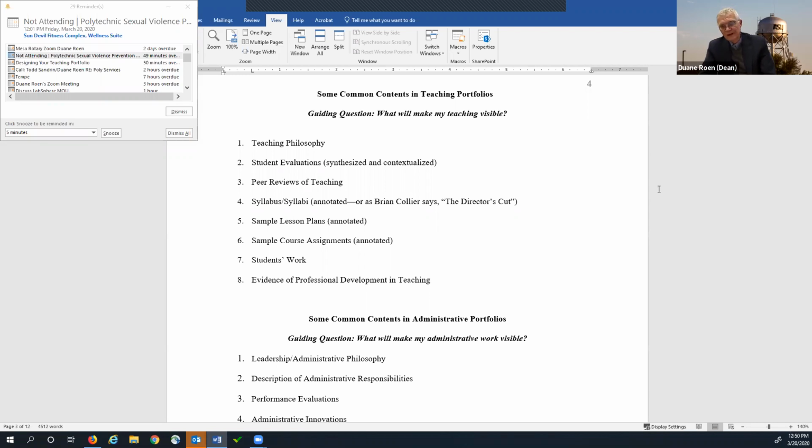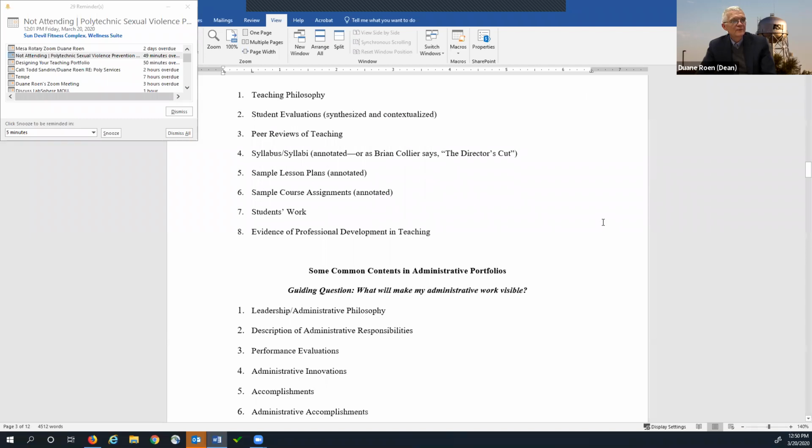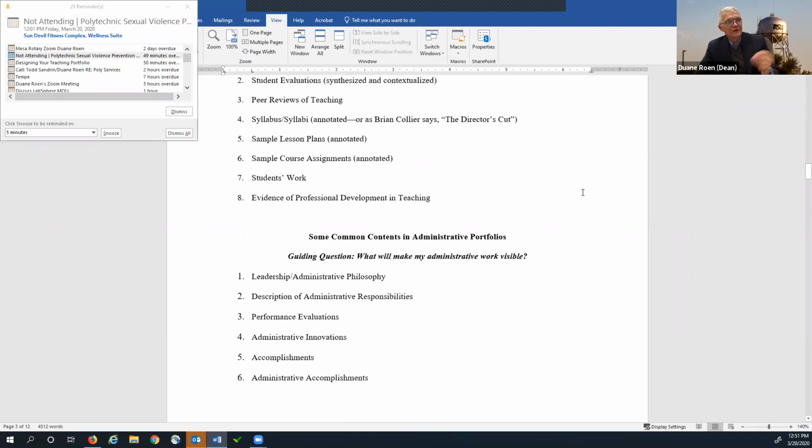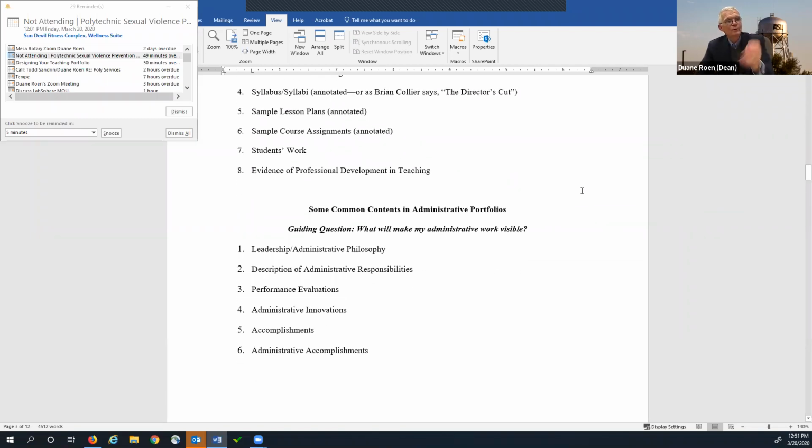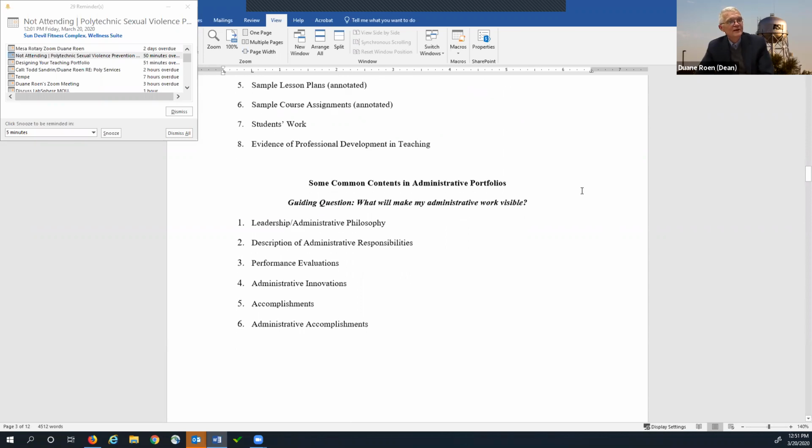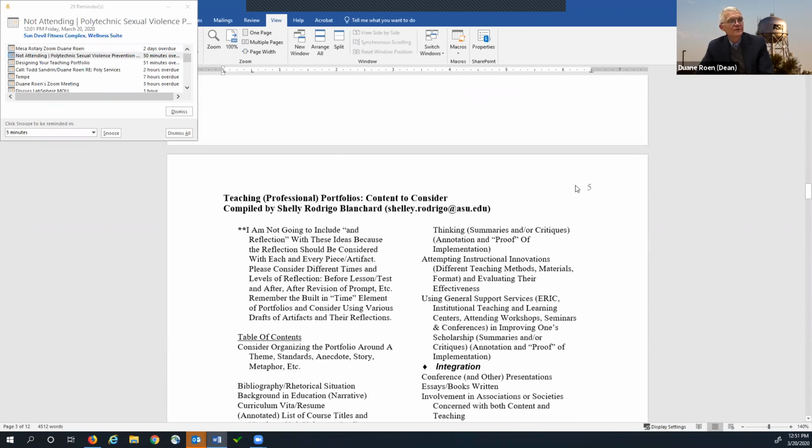So when you go to that national convention in your field, do you only go to the research sessions, or do you go to the teaching sessions as well? In my field, at least, every conference has teaching sessions in addition to research sessions. Okay, I'm going to skip administrative portfolios. For those of you who at some point in your lives do that kind of work, that will be important.